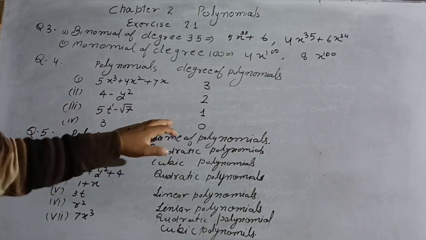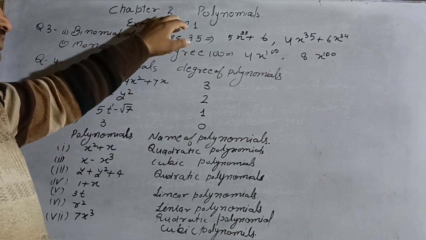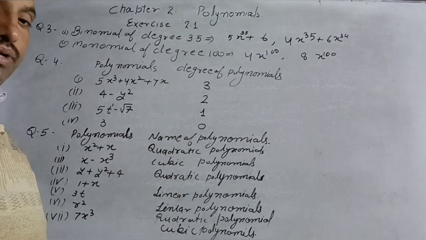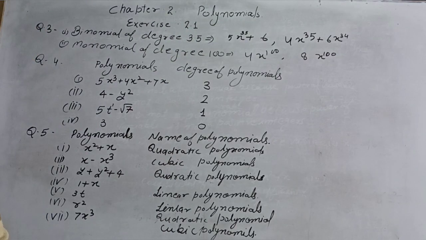The first exercise of chapter 2, exercise 2.1, is completed, and next day we will teach you about the zeros of polynomials.